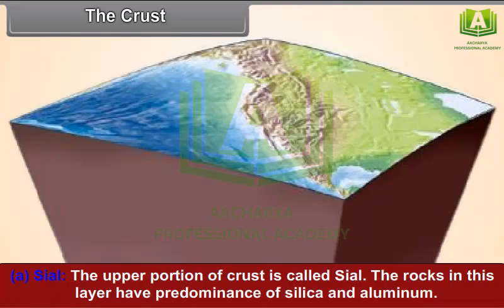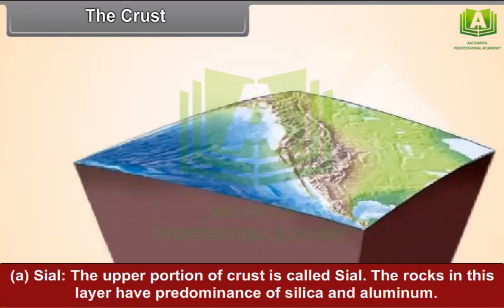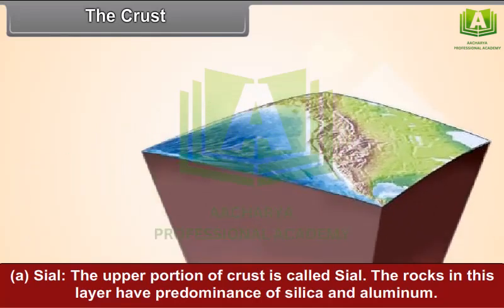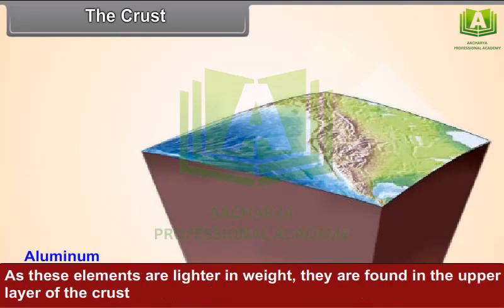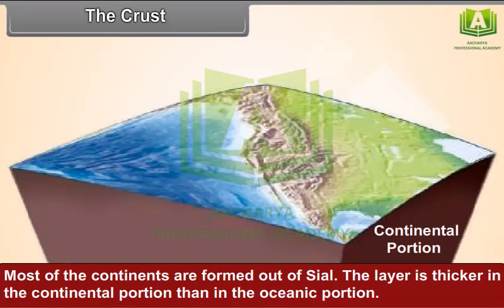Sial. The upper portion of crust is called Sial. The rocks in this layer have predominance of silica and aluminium. As these elements are lighter in weight, they are found in the upper layer of the crust. Most of the continents are formed out of Sial. The layer is thicker in the continental portion than in the oceanic portion.